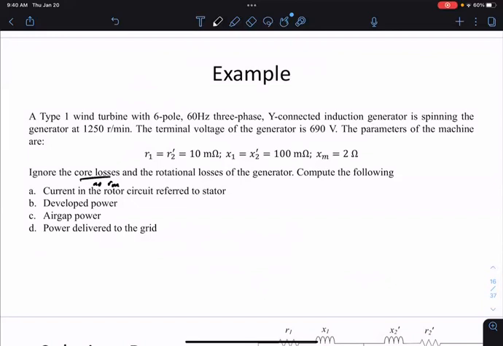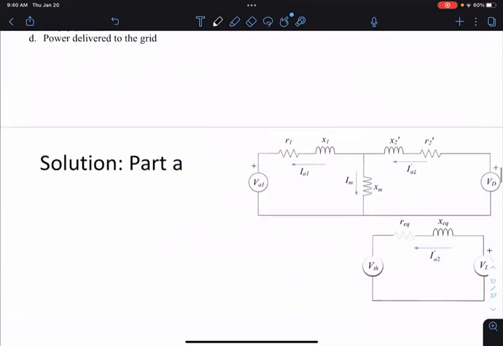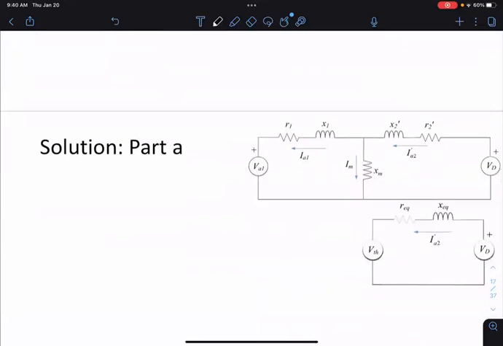In exams, we typically do not ask you to do the Thevenin equivalent calculation. So that's not a very important part. But here we're going to do it. So let's do a Thevenin calculation first. After that, we'll find the current. After finding the current, we'll find all the power.